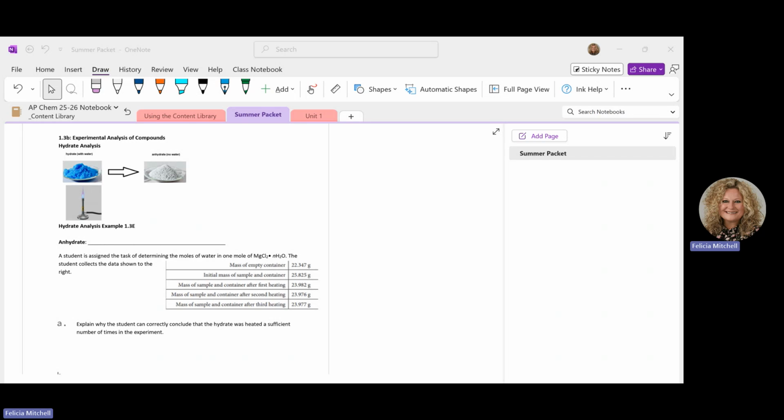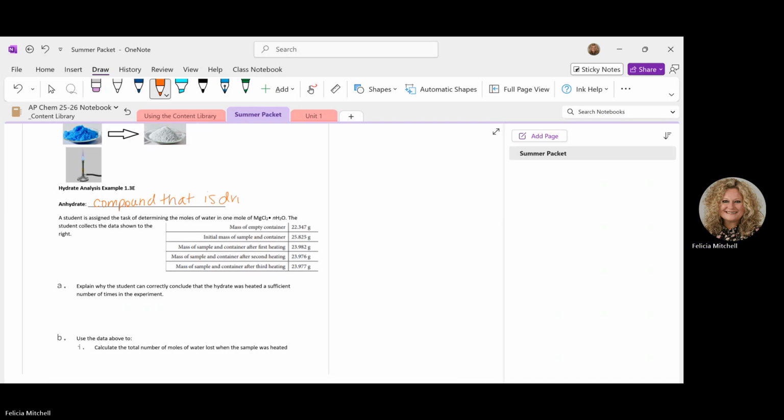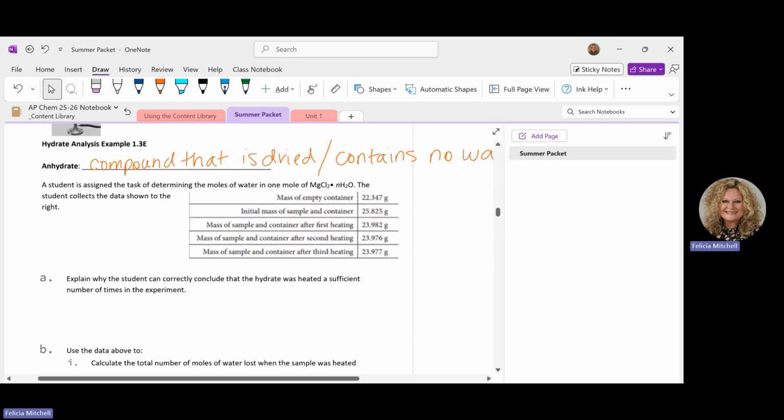A in front of a word usually means not. So an anhydrate is a compound that is dried or contains no water any longer. Now, we will say that we drove off the water. That actually is a way that we will discuss this, driving off the water by heating it.